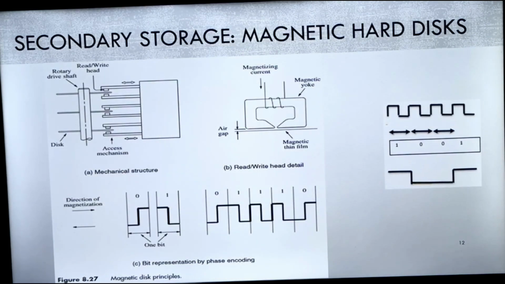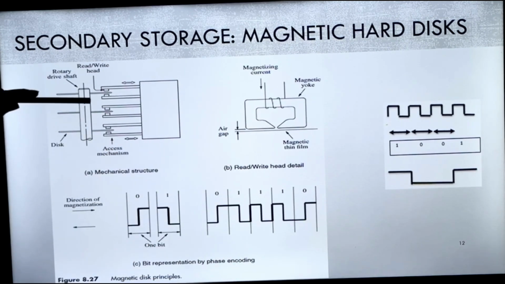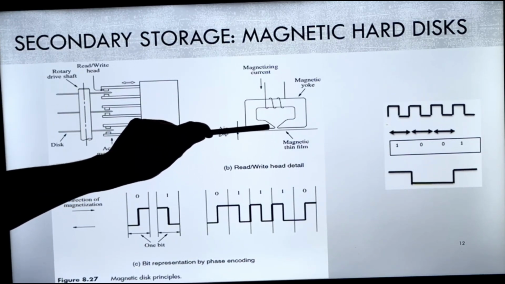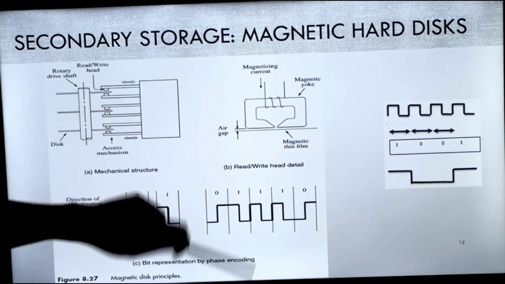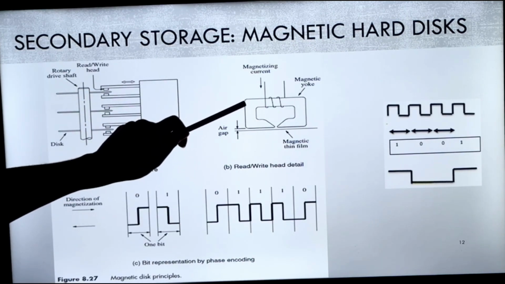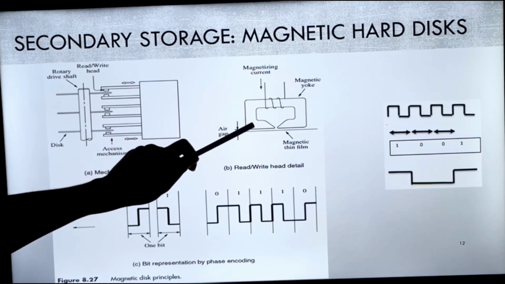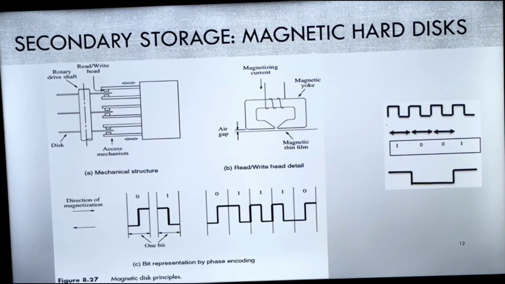Now let's see a good diagram. It shows the same thing I explained, and this is how your read-write header looks. As I told you, there is a thin magnetic gap; it is not attached directly. If it were attached, you obviously could not rotate your disk. Now how does it work? It generates some magnetizing current or magnetizing signals, and through those signals your read-write header can sense the data.